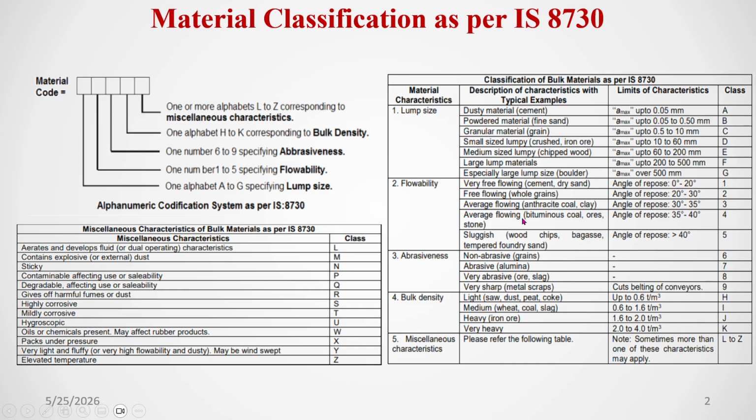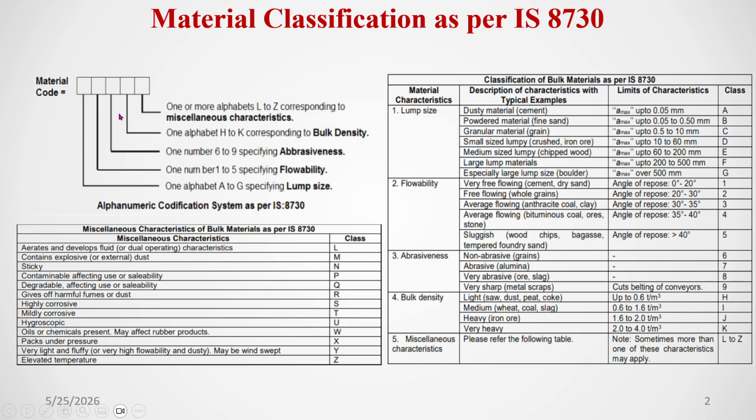Average flowing material like bituminous coal, ores and stones, whose angle of repose is 35 to 40 degree, is classified as 4. And sluggish material, very difficult to flow, like wood chips and bagasse, whose angle of repose is more than 40 degree, is classified as class 5.